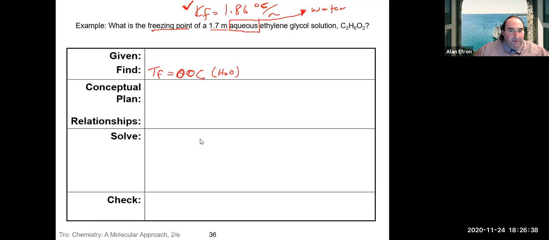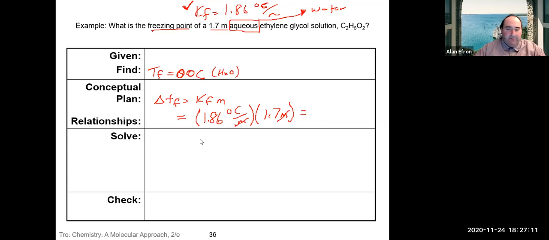So we could use our freezing point temperature equation here, which is our change in freezing point temperature is equal to our Kf times our molality. In this case, we actually have both, so we could just plug it in. If we do that, we've got Kf, which is 1.86 degrees Celsius over molality, times our molality, which was given to us. Again, the molalities are going to cancel. That's going to leave us degrees Celsius, which is good since we're looking for a temperature here.